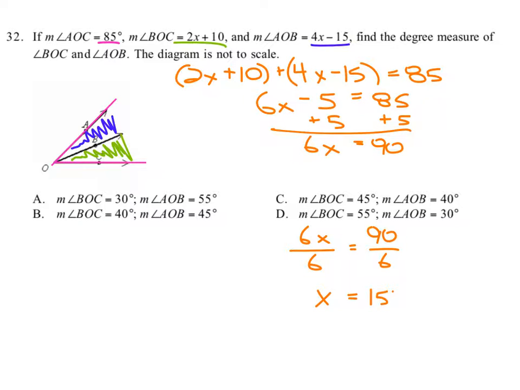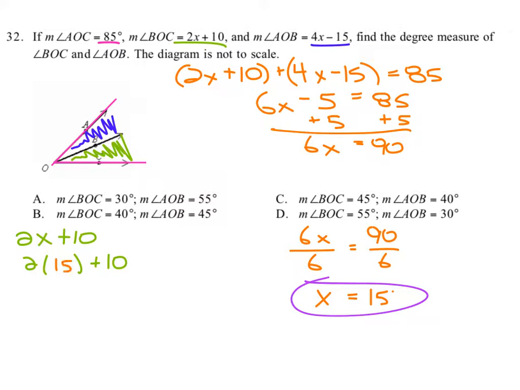Okay? Well, that's not the final answer because we actually need to plug it in. We don't know that those two angles are congruent, so they aren't necessarily equal to each other, so we need to solve each one of them separately. We need to say, okay, let's do 2x plus 10. That's 2 parentheses 15 for that angle measure. 2 times 15 is 30, plus 10, 40 degrees. So that equals the measure of angle BOC.